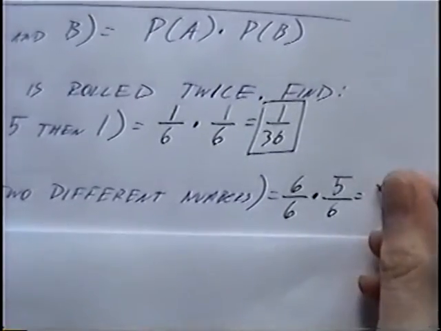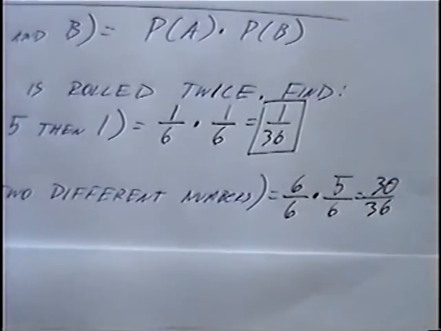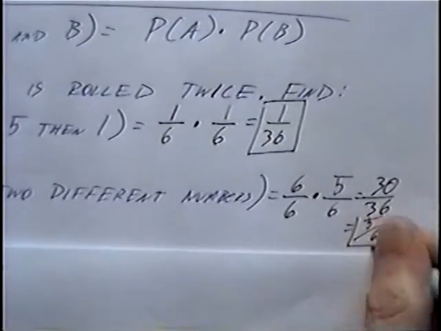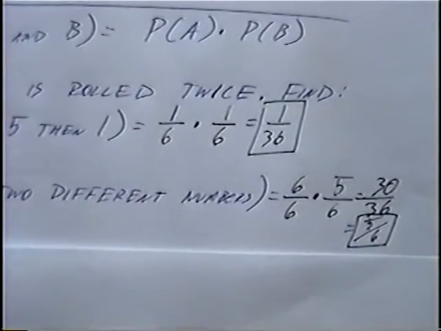Multiplying across, 6 times 5 would be 30 over 36. Reducing would be 5 over 6. So we'd have a 5 out of 6 chance of rolling 2 different numbers.